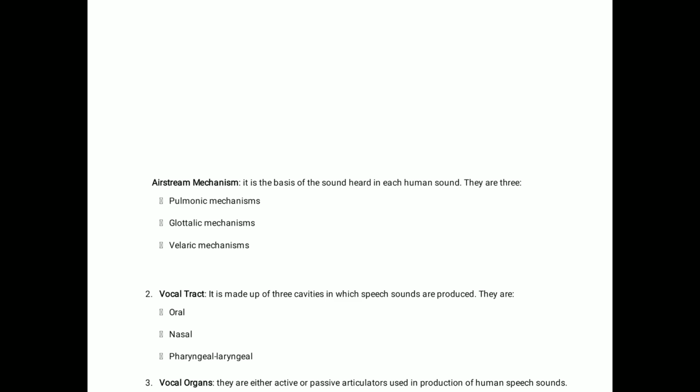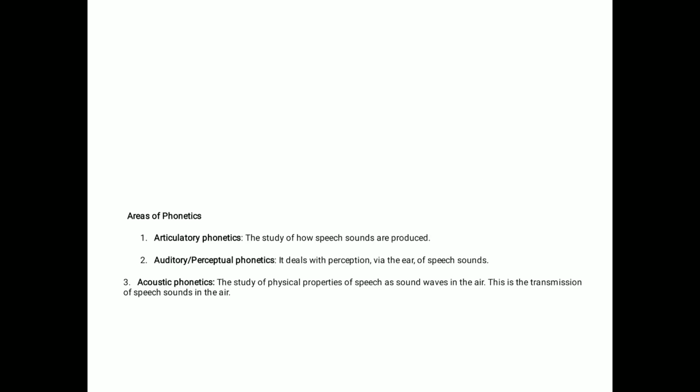And number two, we have the vocal tract. It is made up of three cavities in which speech sounds are produced: the oral, which is the mouth, the nasal, and the pharyngeal or laryngeal. After that, we're going to look at the vocal organs. These are either active or passive articulators used in production of human sounds. The active and passive articulators we will look at after we deal with the areas of phonetics.